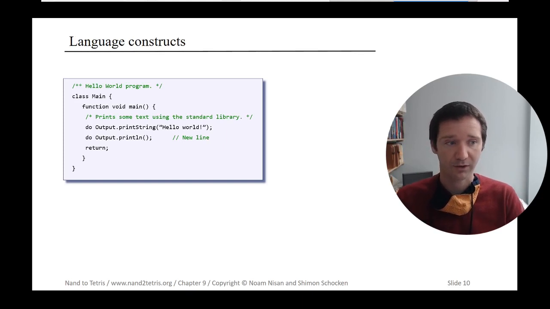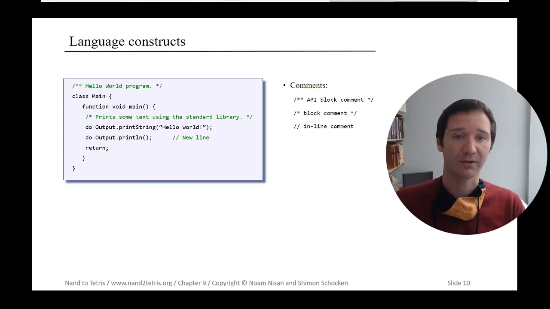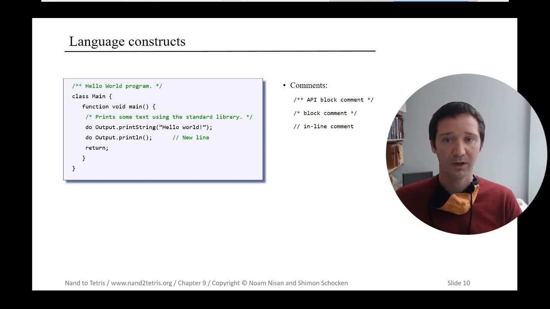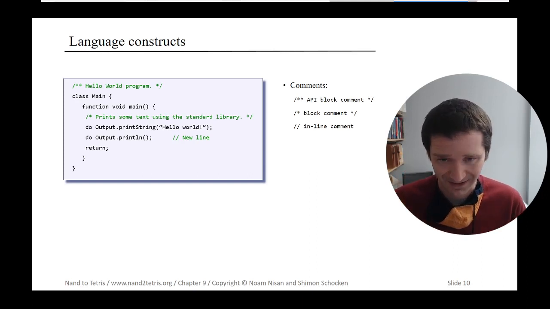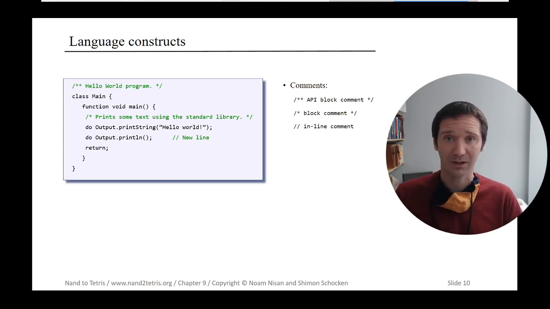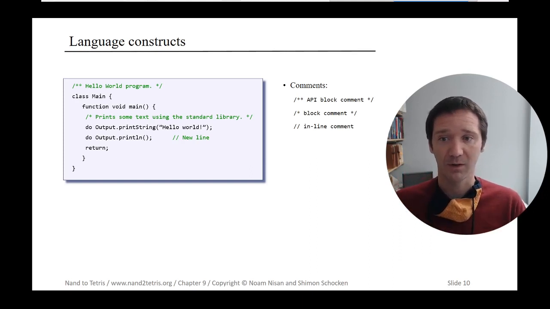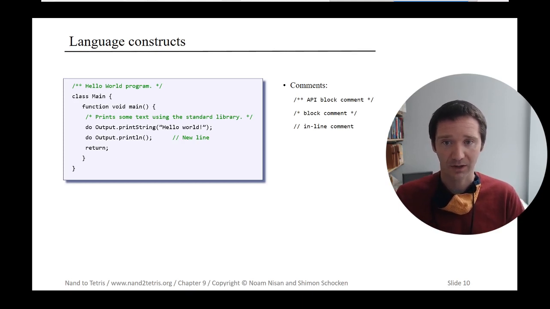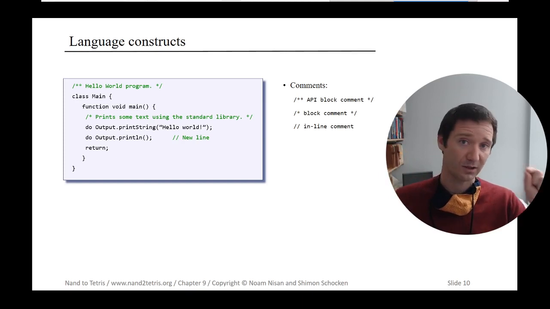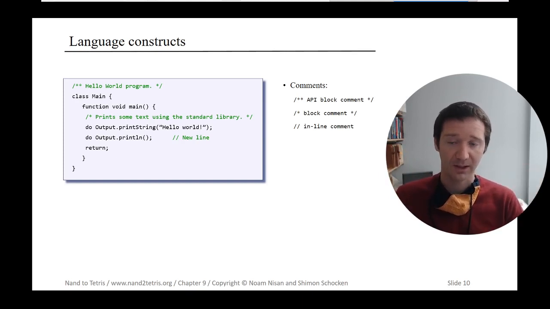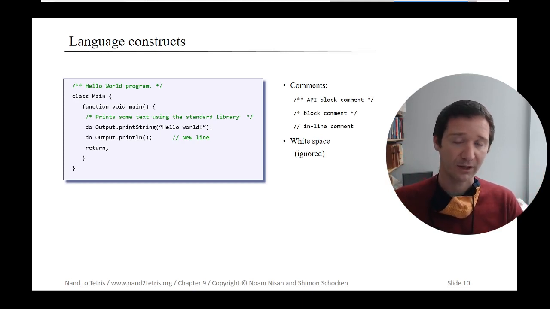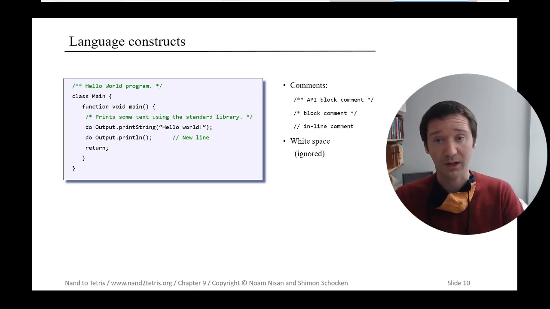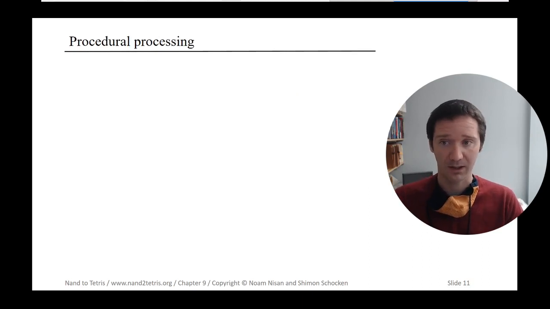So the language constructs. First of all, we see we have comments. There are going to be 3 types of comments. We have an API block comment, which is used for documenting our implementation. We have full line comments that are really block comments. We can block out anything between a /* and a */ that can be multi-line. And we, of course, have end-of-line comments like we've handled before. White space in the Jack language is also going to be ignored. So unlike Python, the white space does not convey meaning.